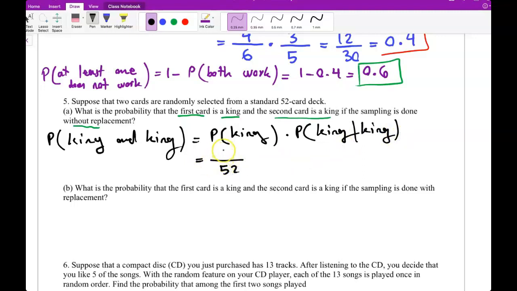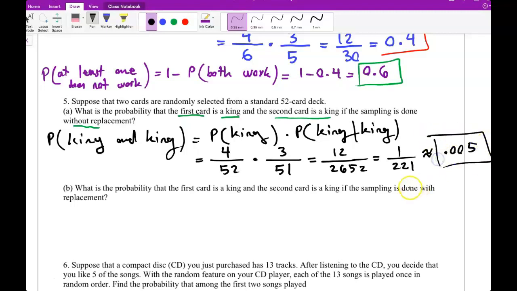Sample space is 52, and in total we have 4 kings, multiplied by. So after choosing that one, since it says without replacement, I'm not replacing that again into our sample space. So now I have 4 minus 1 is 3, and 52 minus 1 is 51 for the second try. Now multiply, we have 12 divided by 2652. That's equal to 1 over 221. Okay, that's the answer.